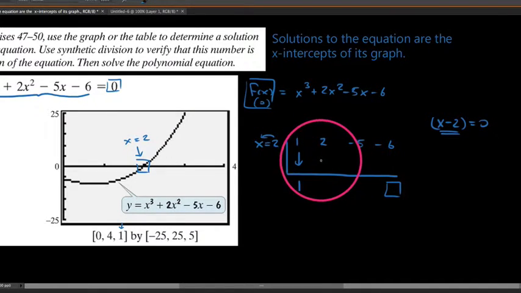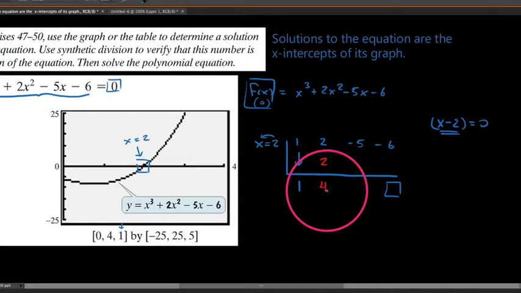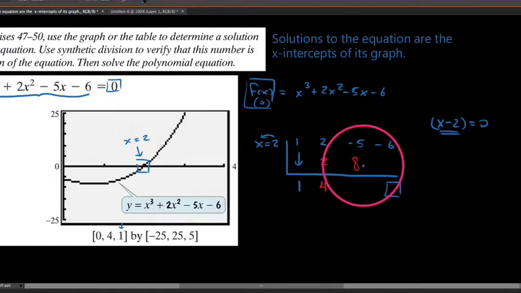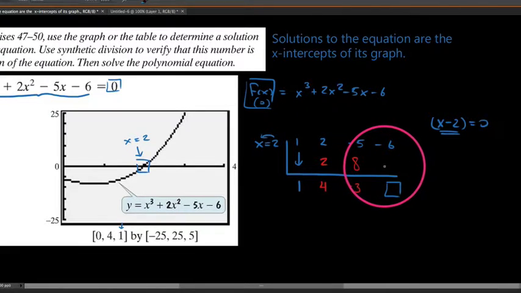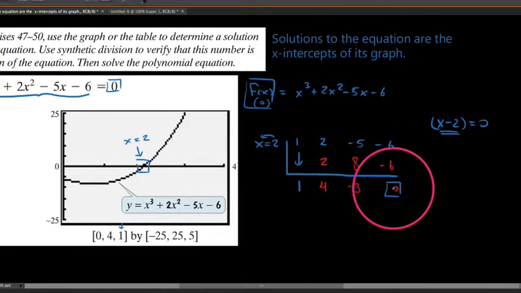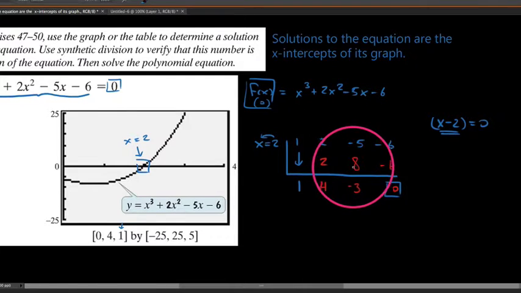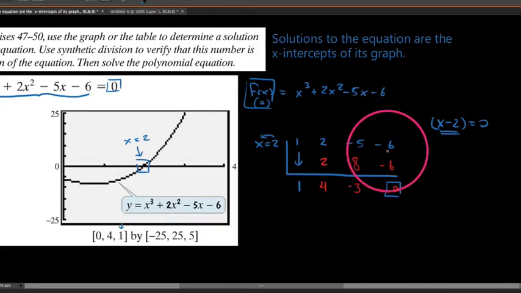So we get 2 times 1 is 2. 2 plus 2 is 4. 2 times 4 is 8. 8 plus a negative 5 is a negative 3. And 2 times a negative 3 here is a negative 6. And I get 0. So just to go back and check my signs here to make sure that I haven't missed anything. We got 1, 2, negative 5, negative 6.